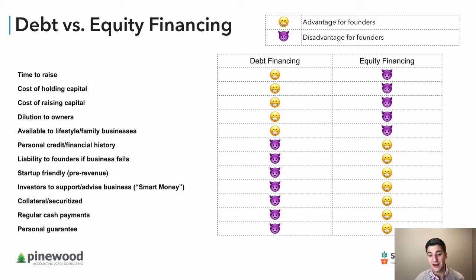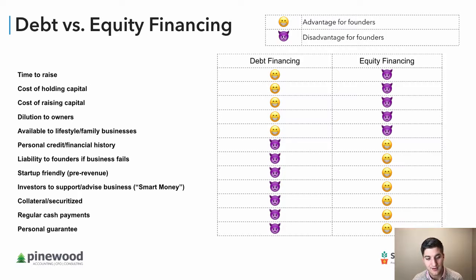Startup friendly, pre-revenue. Very difficult to start a company with a loan because you don't have a product or revenue or cash flow yet. So if you have a $4,000 a month interest payment due on the 1st of January, but you haven't started to sell a product, how can you pay it back? That's where an equity investor can help you very much compared to a debt or a loan instrument.